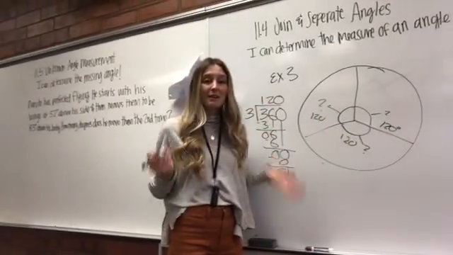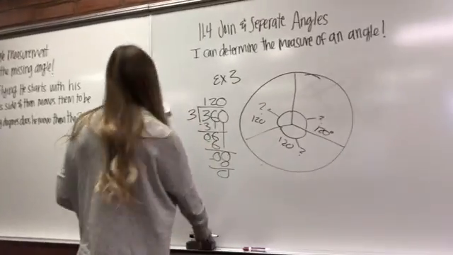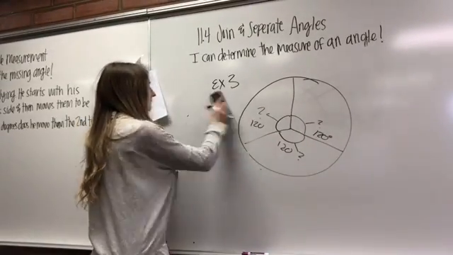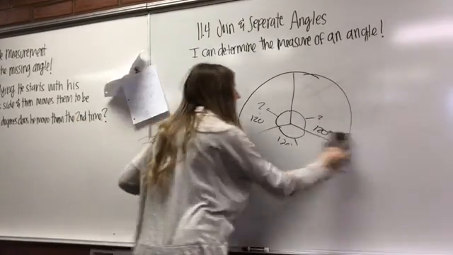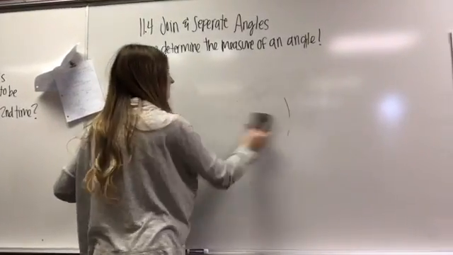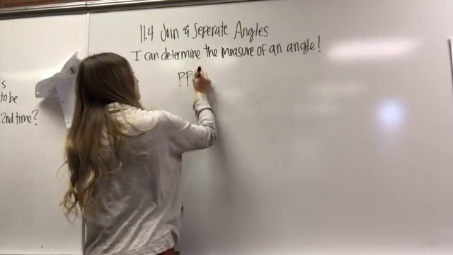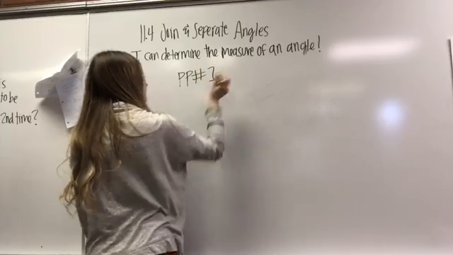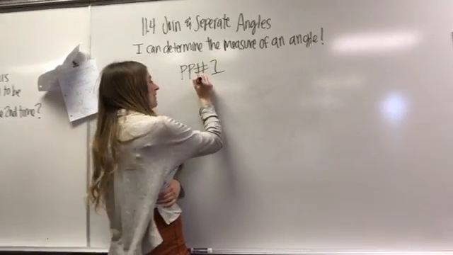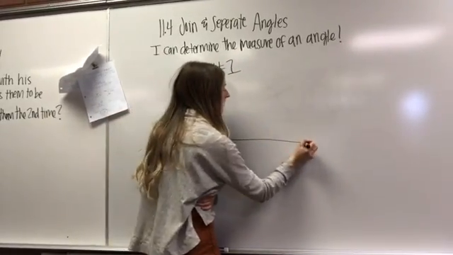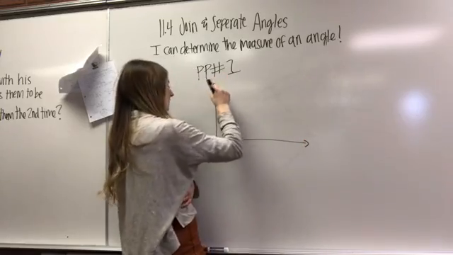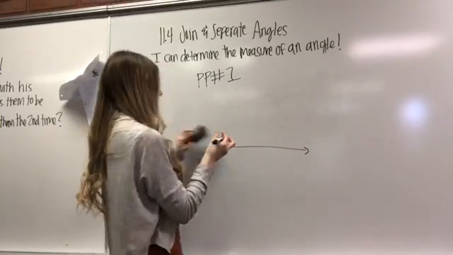Sometimes we have to find the missing degrees. All right, let's do an adding one. This is your pause problem number 1. All right, pause problem numero uno. Okay, if I have, well, that looks like a right angle. Let's make it easy.